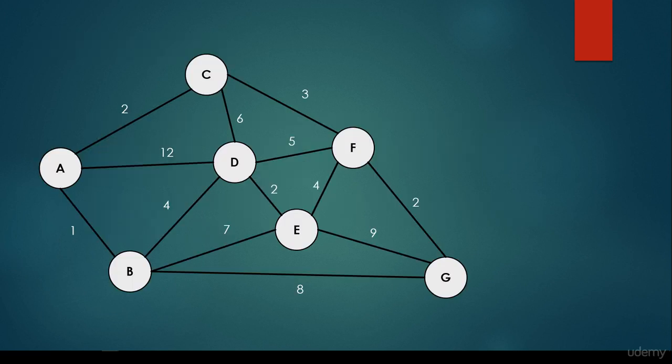Okay, so let's consider this situation. We have 7 vertices and several undirected edges with given edge weights. We can start our algorithm at a random vertex, for example the vertex E. It's very important that we are going to iterate our algorithm until we consider all the vertices.